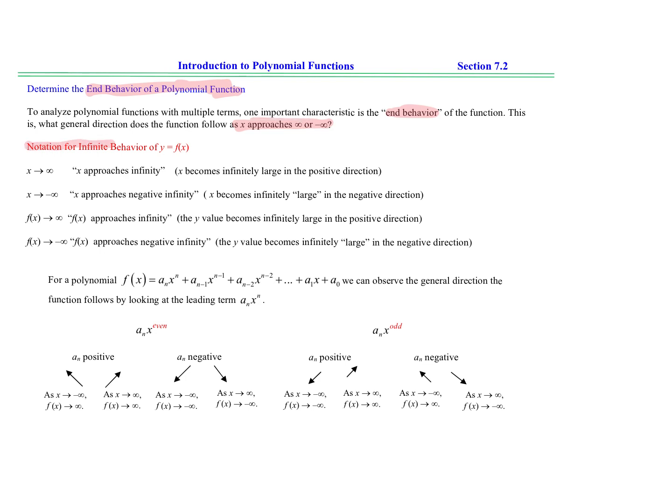There is some notation for infinite behavior of y equals f of x. X arrow infinity means x approaches infinity. That is, x becomes infinitely large in the positive direction. And I like to tell my students to think about it as what is happening on the right side. And I also like to tell them the end behavior is talking about the arrows.